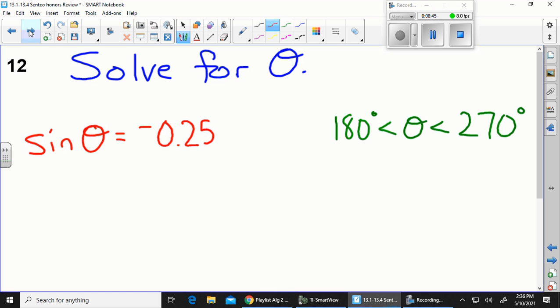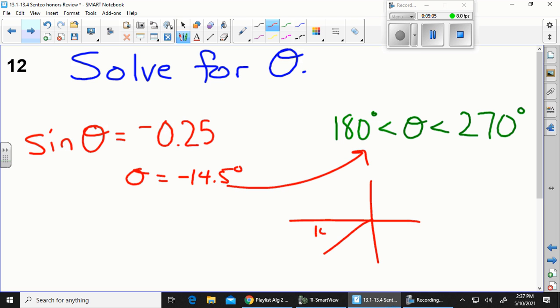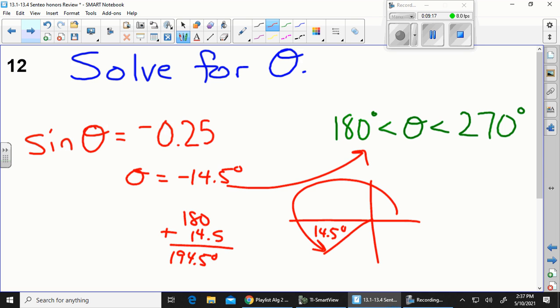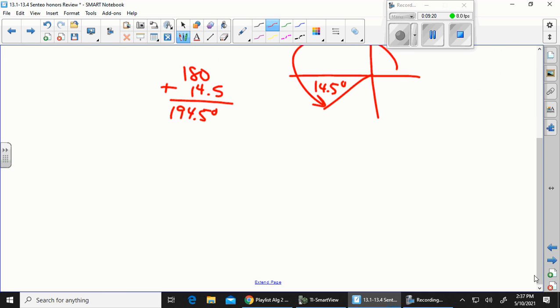Then we have solve for theta. So with all of these, remember, start with inverse sine. So if I do second sine of negative 0.25, I get negative 14.5 degrees. That is not in that quadrant. So I put it as a reference angle in that quadrant. What is that angle going to be? 180 plus 14.5, 194.5.